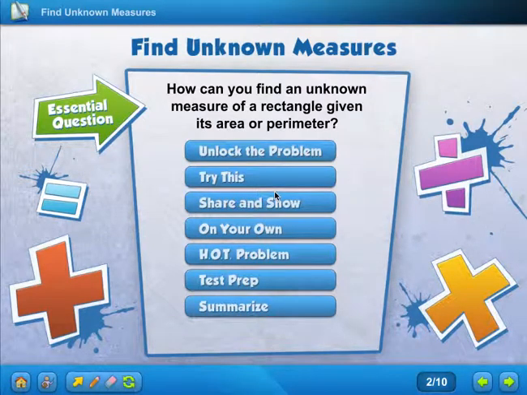Hi everyone, we're on lesson 13.4. We are going to learn about how to find an unknown measure. So how can you find an unknown measure of a rectangle given its perimeter or area? Let's look at our first example.